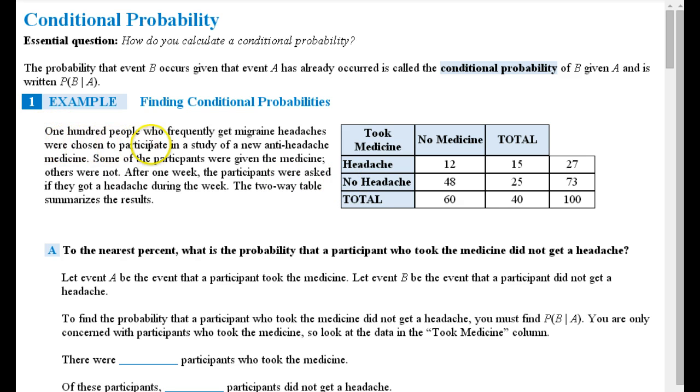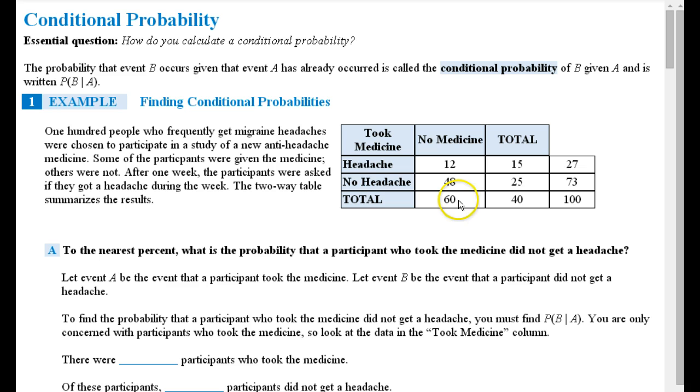There it says 100 people who have frequently got migraine headaches were chosen to participate in the study of a new anti-headache medicine. Some of the participants were given the medicine, others were not. After 1 week, the participants were asked if they got a headache during the week. The two-way table summarizes the results. So we have these people that totaled 100. The data totals 100. If we add together all these numbers right here, they add up to 100.